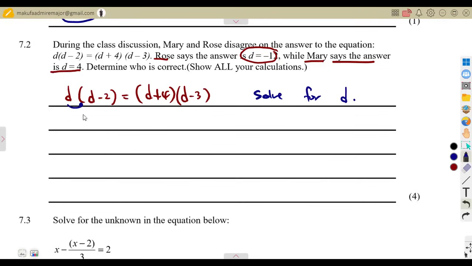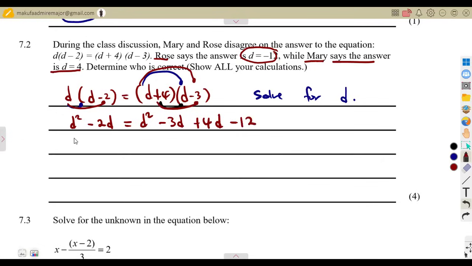Expand the first bracket by D. You're going to have what? D times D, that's D squared, minus D times 2, that's going to be minus 2D, is equal to, from our FOIL method, you're going to distribute by D throughout here. D times D, that's D squared. D and minus 3, that's going to be minus 3D. We are done with this. We move on to the plus 4. It multiplies everything. 4 times D, that's going to be positive 4D. 4 and minus 3, that's going to be minus 12.